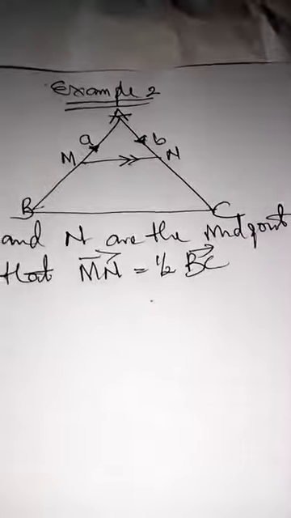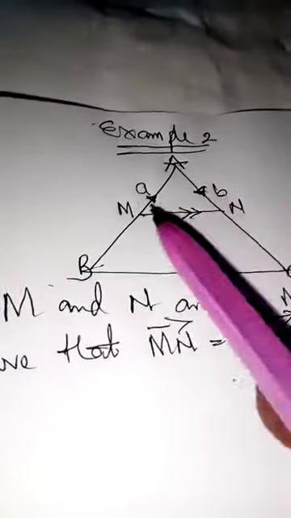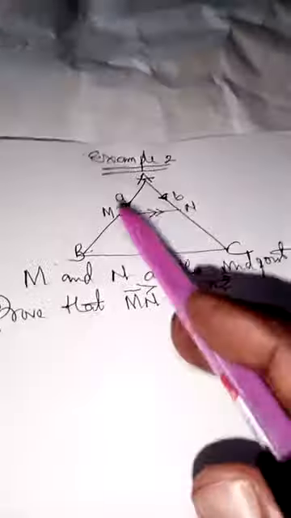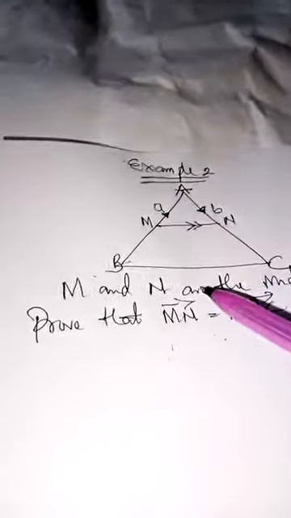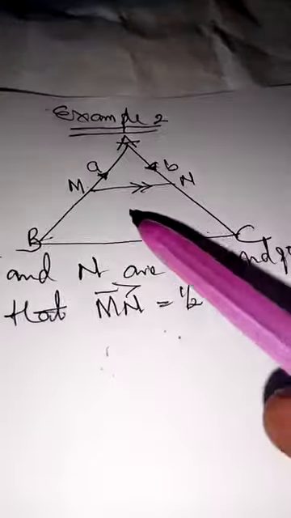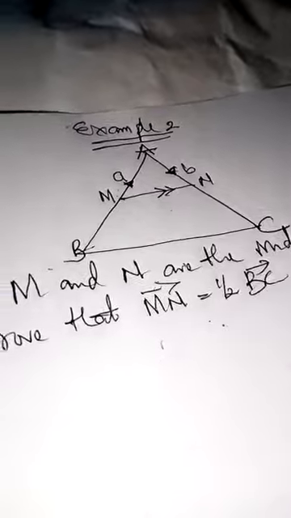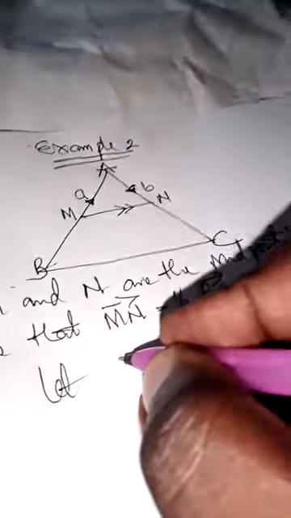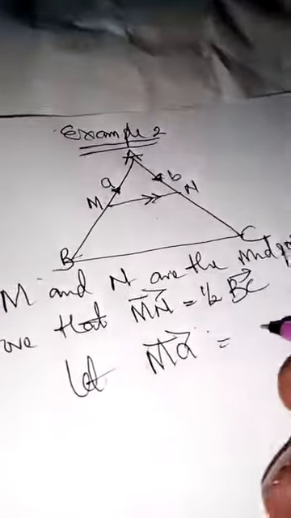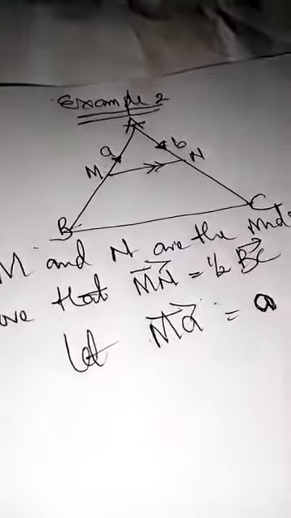Example 2. You are given triangle ABC. They said that M and N are the midpoints of AB and AC. You are to prove that MN is half of BC. Remember in your SS1, under geometry, you were taught this theorem: a line joining the midpoints of two sides is parallel to and half of the third side. We want to prove it right now using vectors. Everybody look up. Let MA be small a, bold, and AN be B. You bold that.